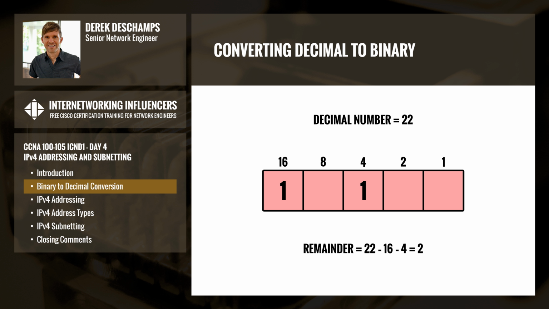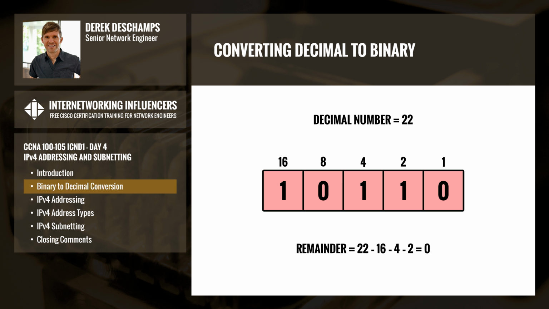leaving us with 2. We continue moving from left to right, looking for the next position value that is less than or equal to our new remainder of 2. In this case, it's 2. So we place a 1 in the position with a value of 2 and subtract its value from our remainder, leaving us with a remainder of 0.